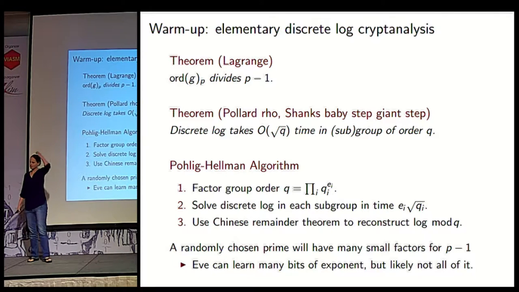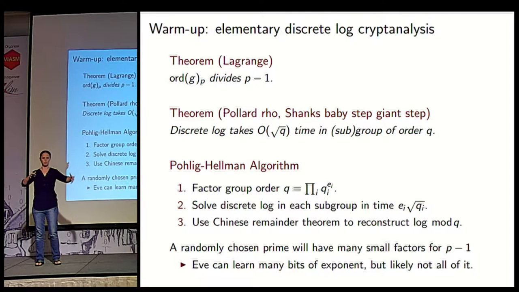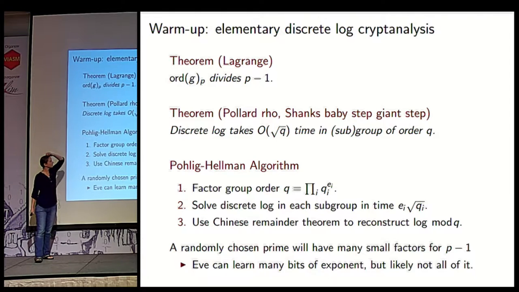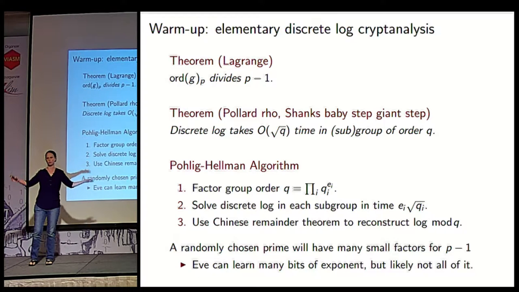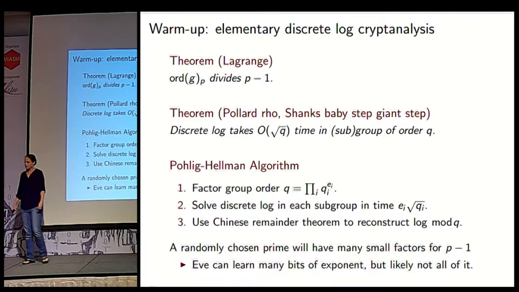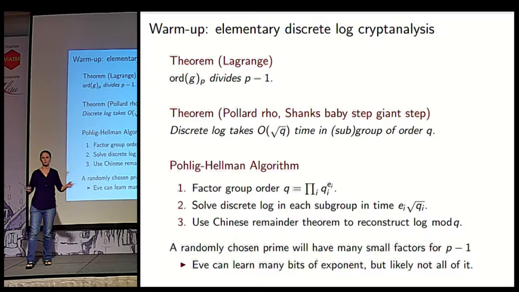So, okay, Lagrange's theorem tells us that the order of the multiplicative group generated by G divides P minus 1. In fact, there are subgroups of order any divisor of P minus 1. That's nice. Then we have some generic discrete log algorithms that can solve the discrete log problem in time square root of the order of any subgroup mod p, or in any generic group, really. So square root time to solve discrete log in a group of, say, prime order q, or not prime, doesn't matter.